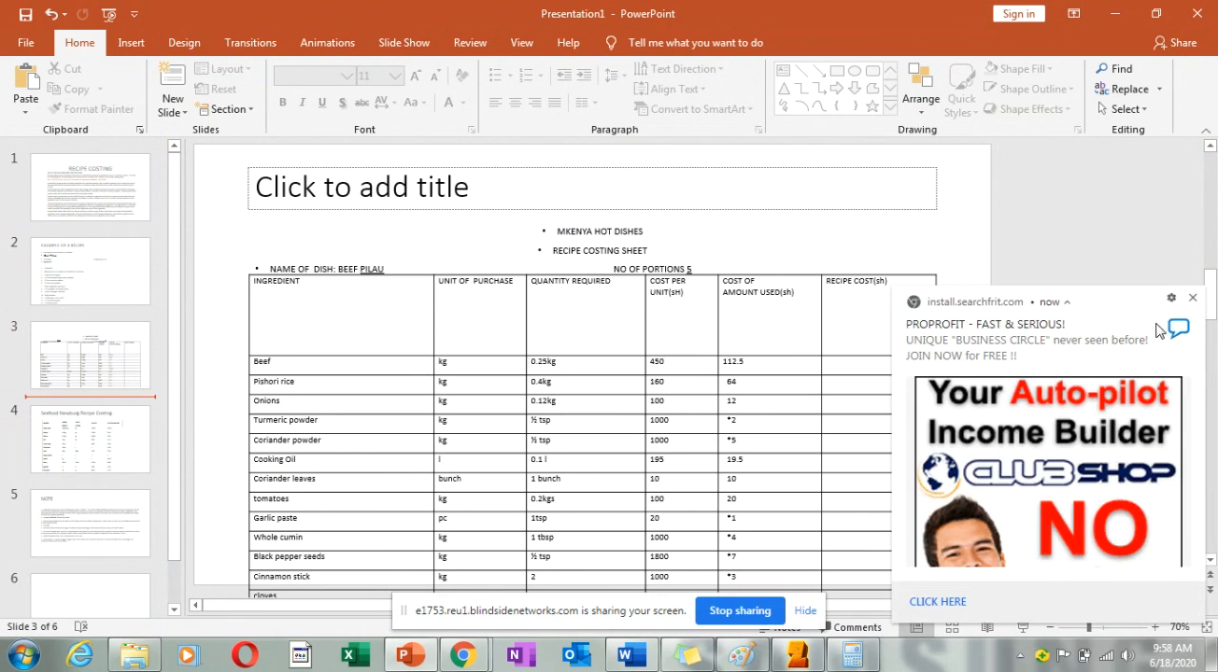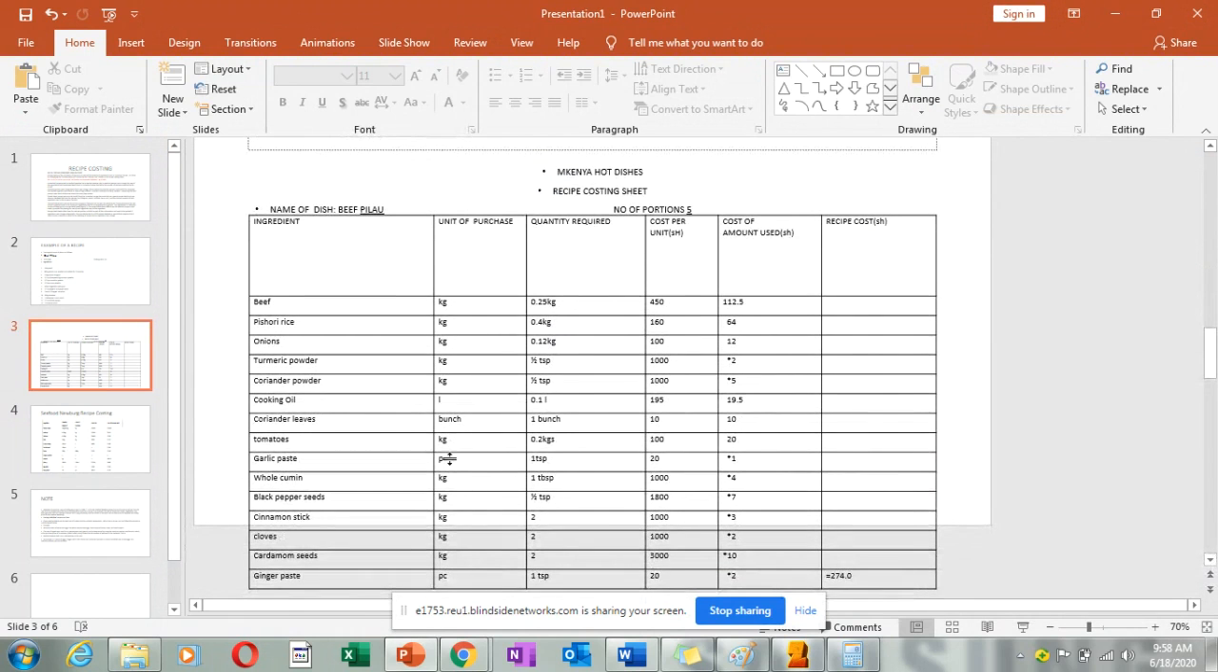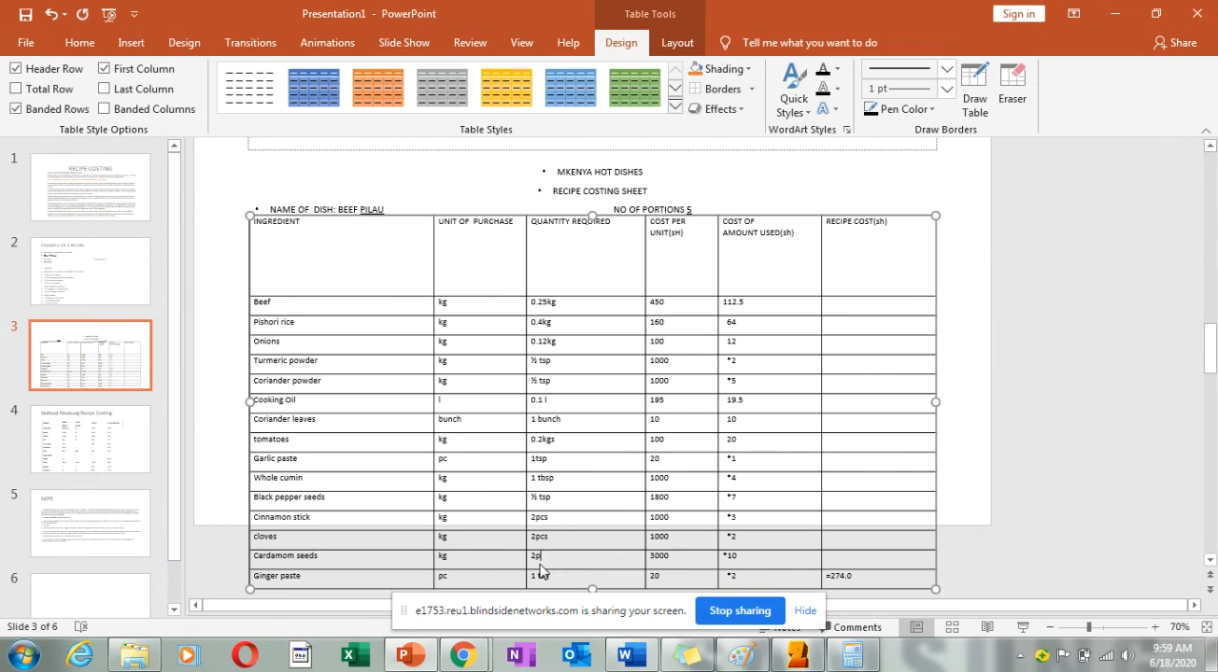The same thing we have given for garlic is piece. The cost per unit is per piece. But for quantity required, we have said a teaspoon of garlic, but because you are estimating the price, it is not a problem. Are we together now? Yes. Good. So that is it.